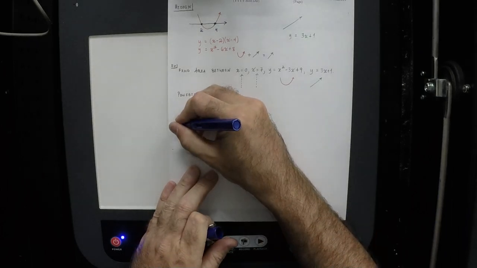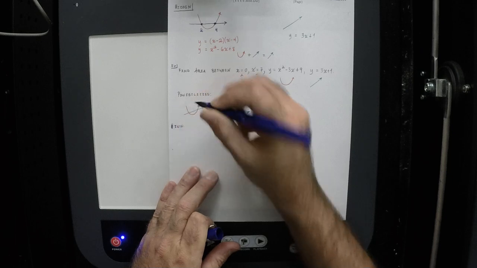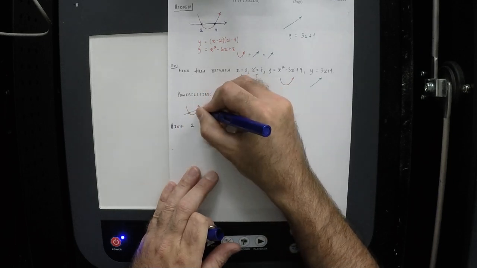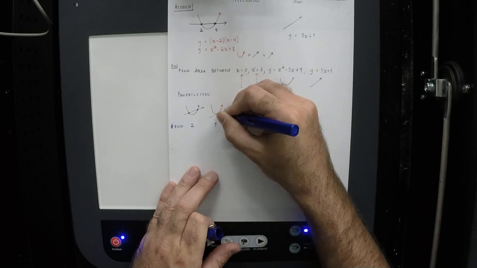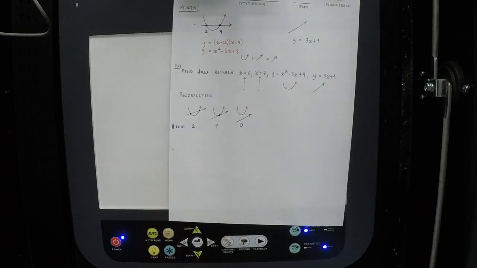So the number of intersections for this one is 2. There's two intersections there. In this case, there's 1. And in this case, there's 0. Those are all the possibilities. Now, I have a question for you. How do we figure out which case we're in?